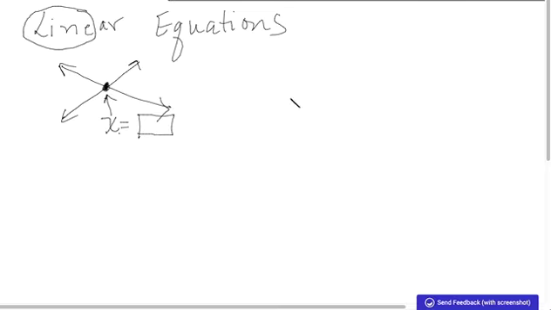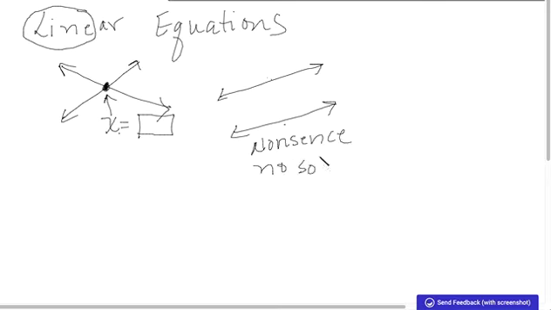The other thing that could possibly happen with two lines is they end up being parallel. And if they're parallel, they don't intersect at all. You'll get a nonsense answer when you follow your algebra through. And so we call that no solution, because if the lines are parallel, that means they're never going to intersect. So you're not going to find a solution.